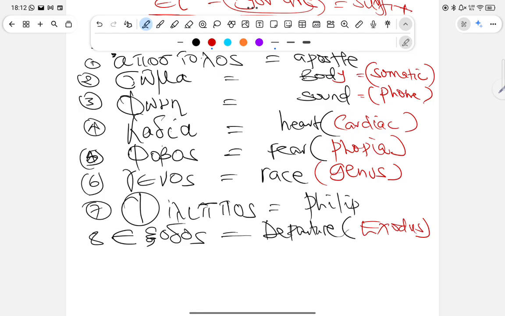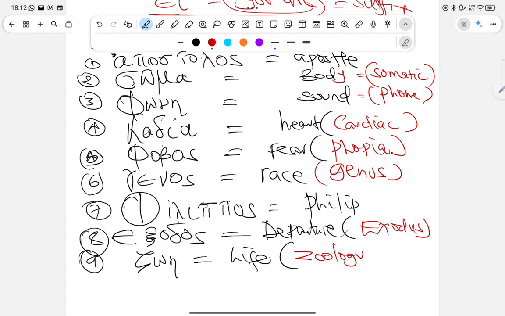The next is number 9, is Zoe, with that zeta, omega, eta, which is life. But you can think of zoology. What is zoology? Right?